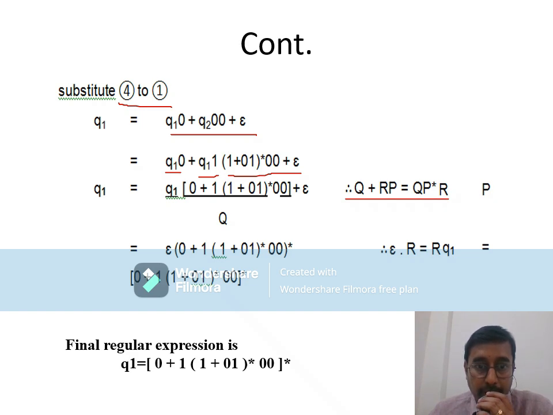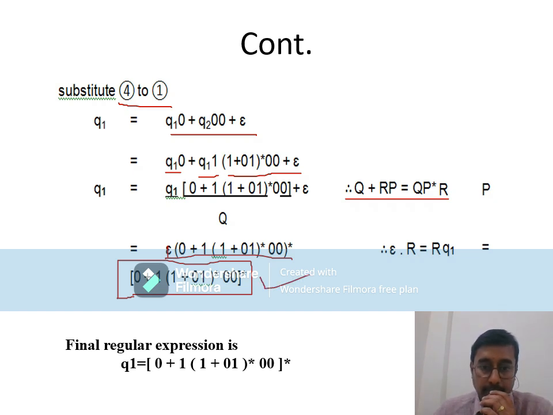So q1 commonly I am taking out, so 0 plus 1 bracket 1 plus 0 1 the whole star 0 0 plus this whole term is my q. So 0 plus 1 bracket 1 plus 0 1 the whole star 0 0 the whole star. So at last I am eliminating my epsilon, and this is my final expression. So this is my final output in my q1 state. That is, my q1 was my final state, so this is my final regular expression.